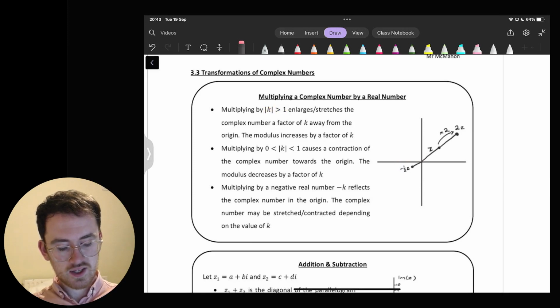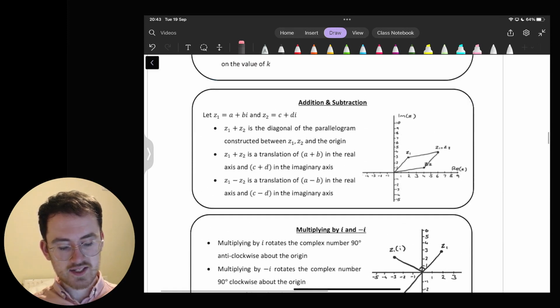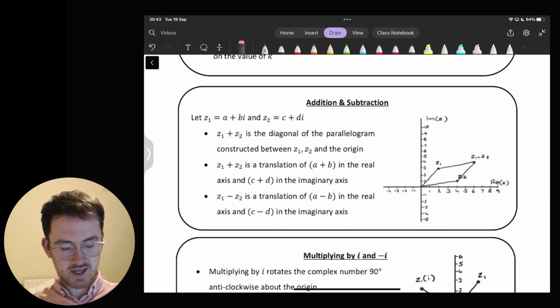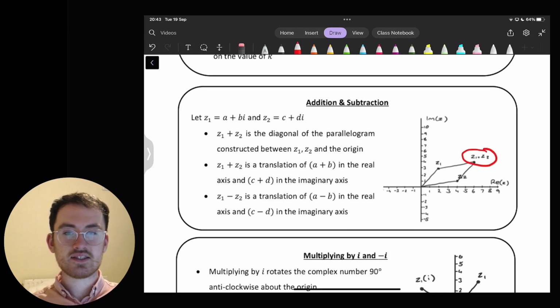Okay, looking then at adding and subtracting. When we add or subtract complex numbers, we can consider that to be a translation of sorts. We're moving the complex number in a particular direction. And when we add two complex numbers together, the result will be the diagonal of a parallelogram that we construct between the two points we're talking about.